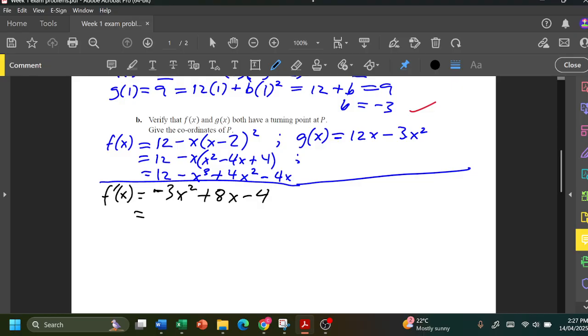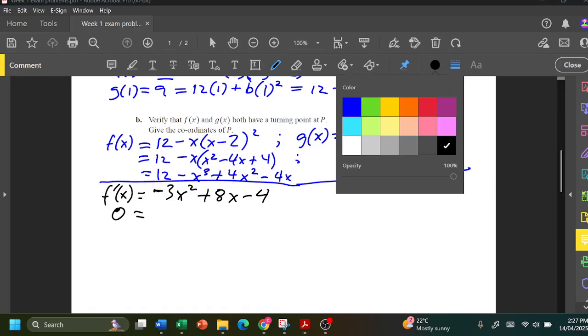Okay, so now we need to see if we can factorize this. We've got a quadratic. Just remember, when we're trying to find the turning point, that's when the derivative is equal to 0. So we are trying to find when f dash of x is equal to 0. So let's see if we can factorize this quadratic here.